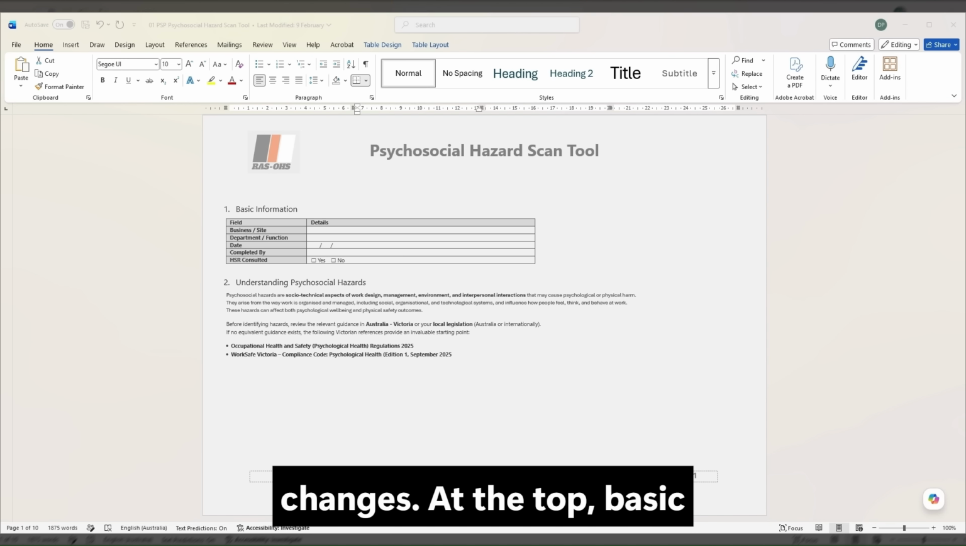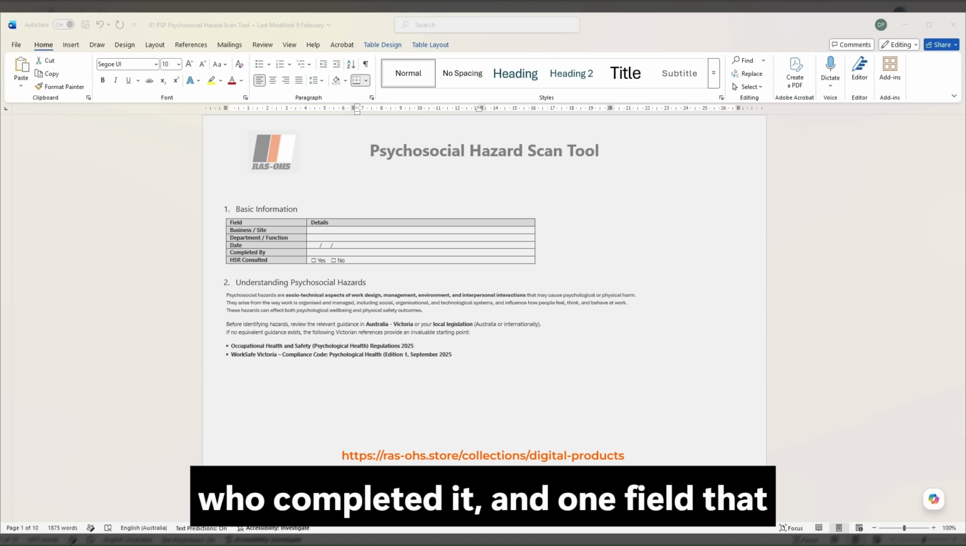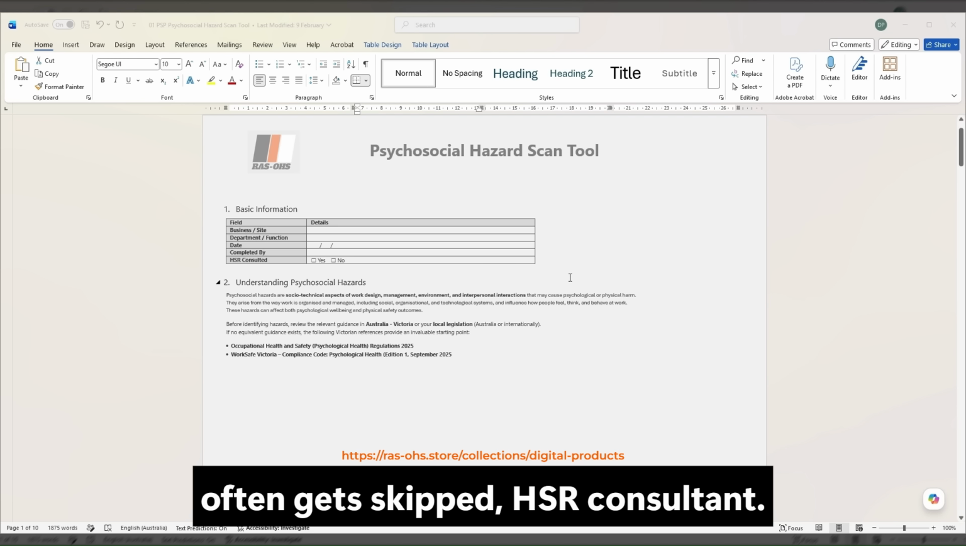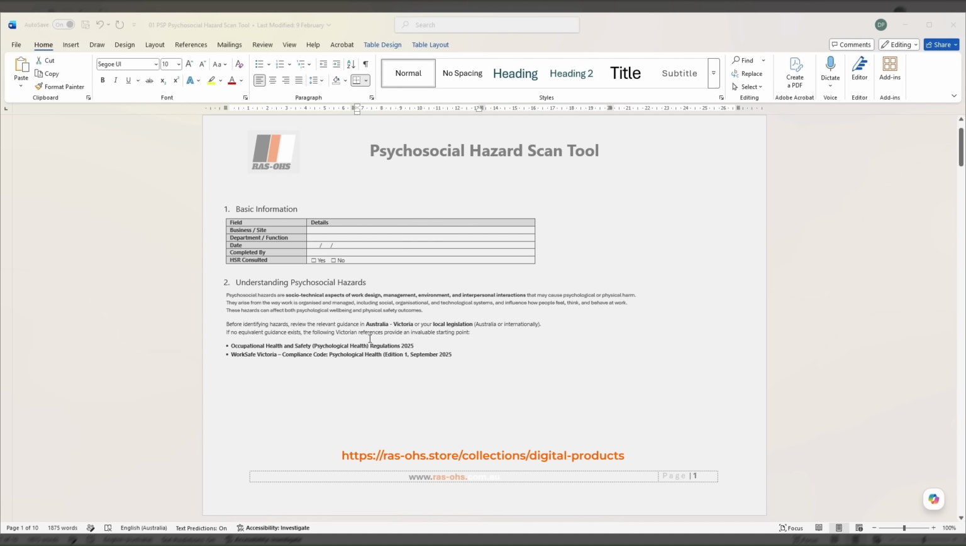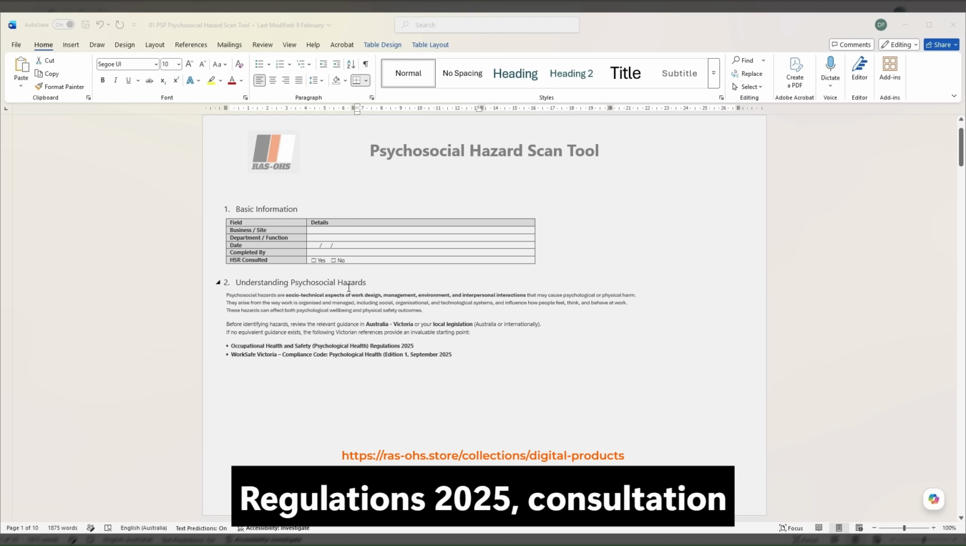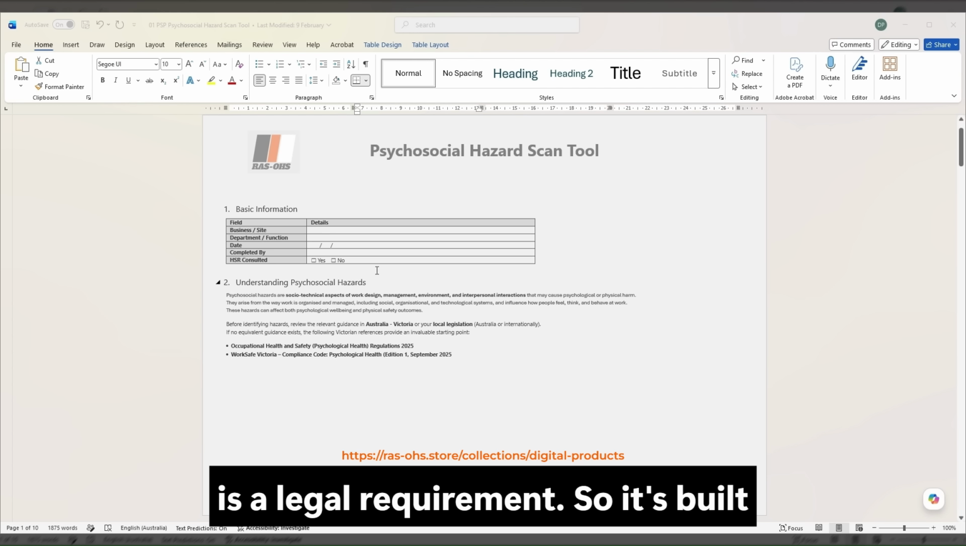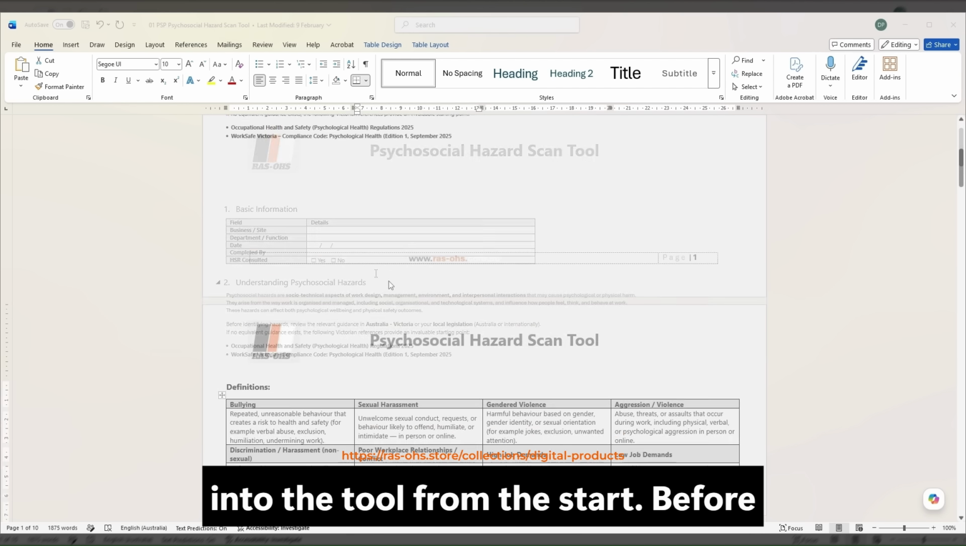At the top, basic information: business, department, date, who completed it, and one field that often gets skipped: HSR consultant. Yes or no? Under the Psychological Health Regulations 2025, consultation is a legal requirement. So it's built into the tool from the start.